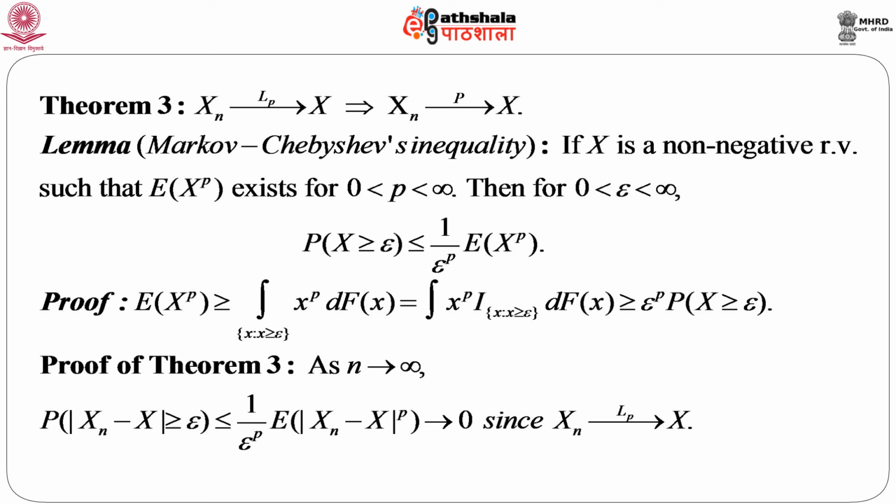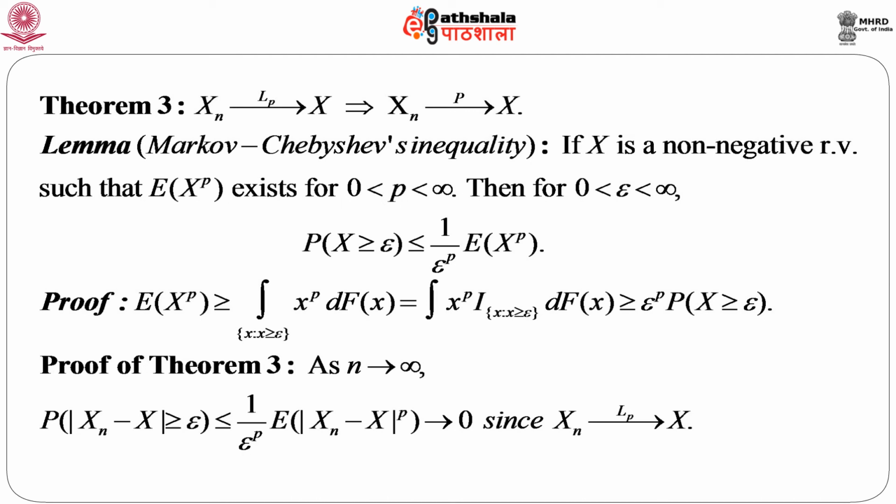I will just give you one proof, using the Markov-Chebyshev inequality, which is known to almost all of us. It says that for a non-negative random variable such that the expectation of x to the power p exists for p greater than 0, the probability that x is greater than or equal to epsilon is less than or equal to 1 by epsilon to the power p times the expectation of x to the power p.